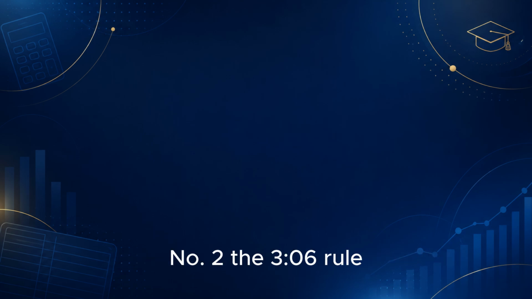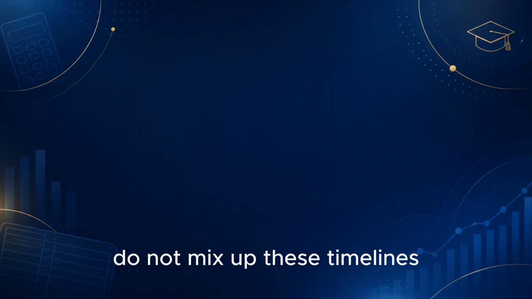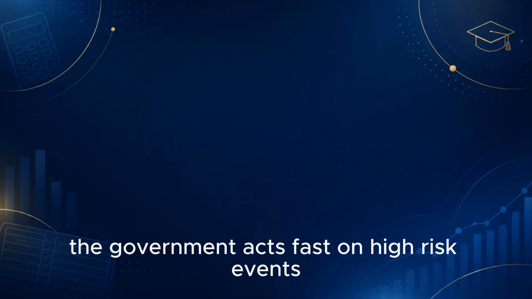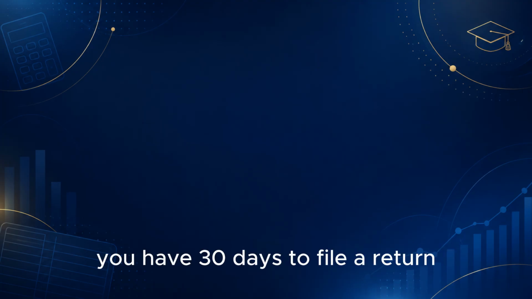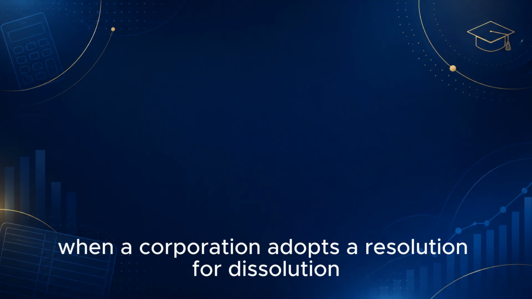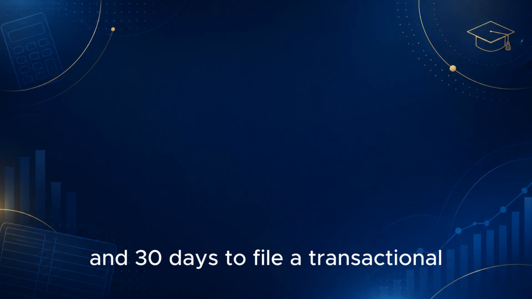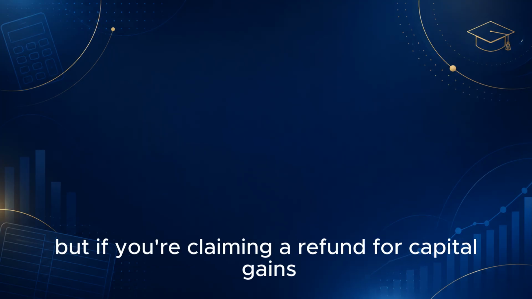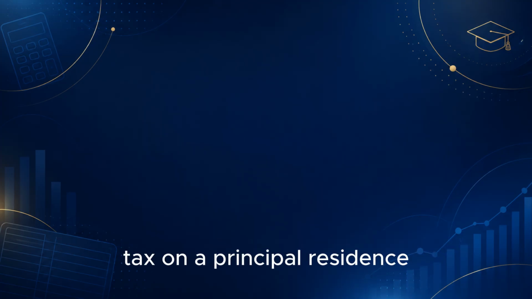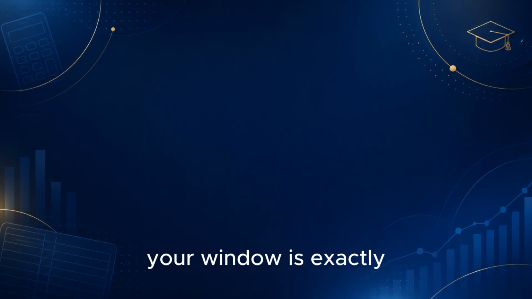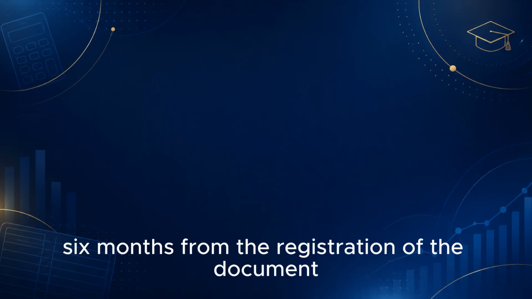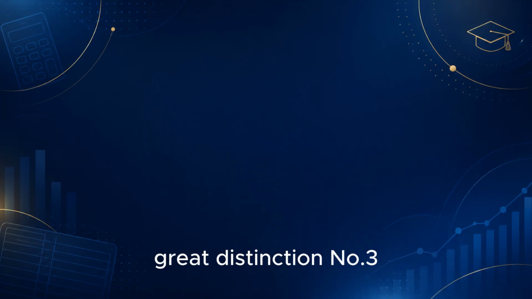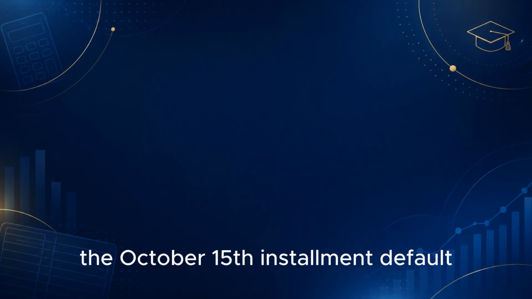Number 2, the 306 rule. Do not mix up these timelines. The government acts fast on high-risk events. You have 30 days to file a return when a corporation adopts a resolution for dissolution and 30 days to file a transactional return for capital gains on unlisted shares. But if you're claiming a refund for capital gains tax on a principal residence, your window is exactly 6 months from the registration of the document. Great distinction.